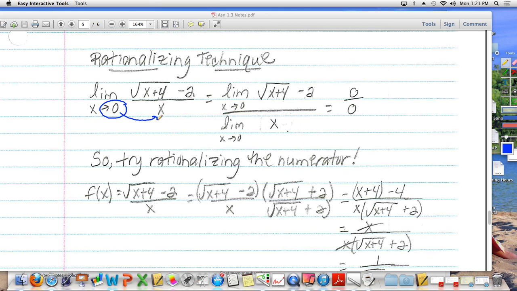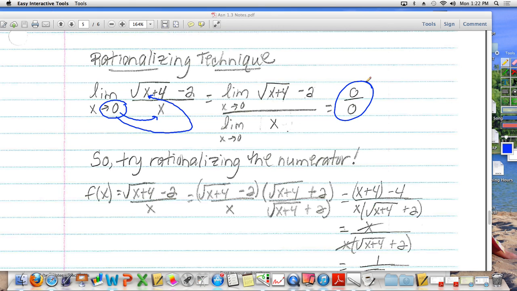You put 0 also in for this x right here. You have 0 plus 4, which is 4. You take the square root of 4, you get 2. Then, of course, you have 2 minus 2, which is 0. So, again, you have 0 over 0. What is this called again? Indeterminate form, which, of course, then means you need to explore other options. Okay, so rationalizing. This is what you need to do.